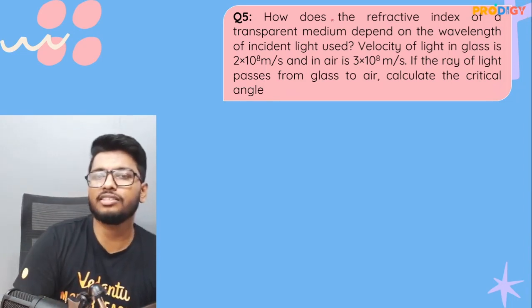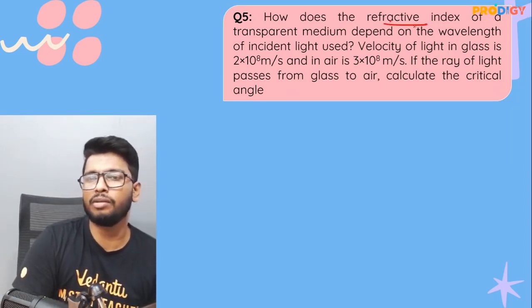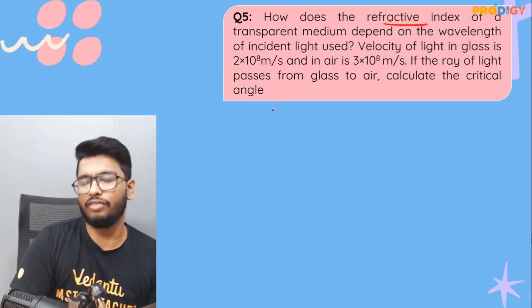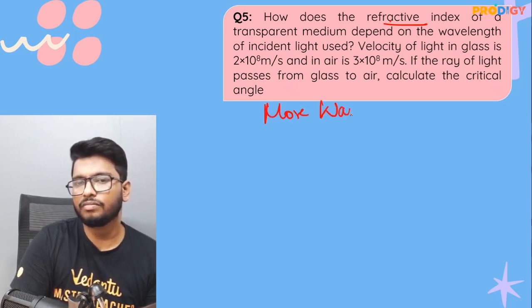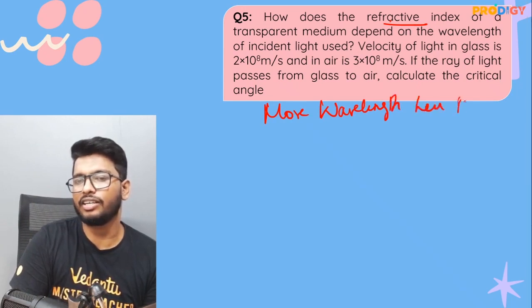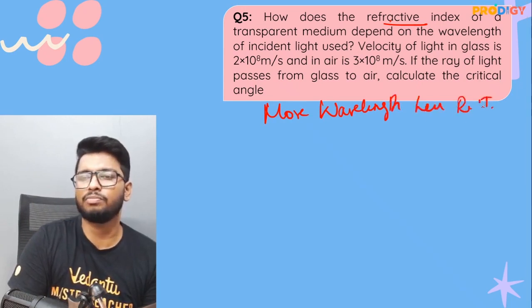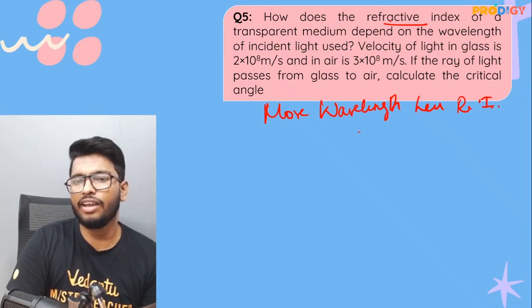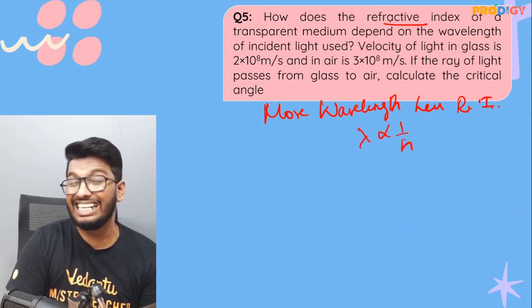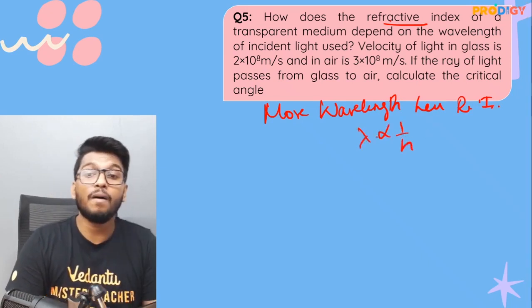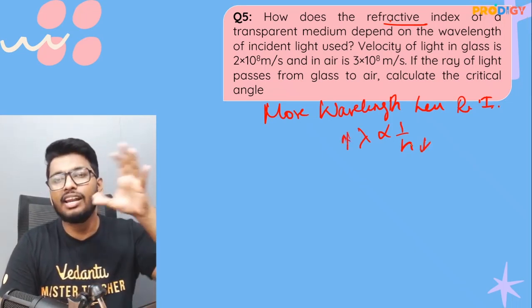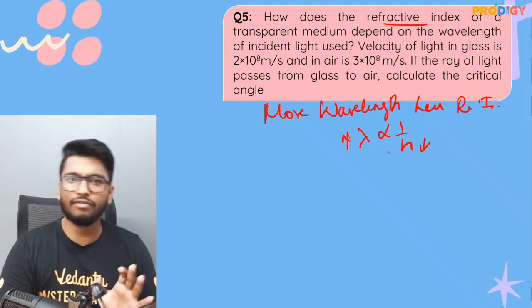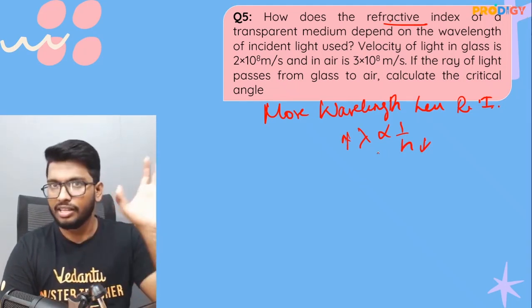For the first one, guys, how does the refractive index of a medium depend on the wavelength? More is the wavelength, less would be the refractive index. Please remember this, guys. In other words, wavelength and refractive index are inversely proportional to each other. More is the wavelength, less would be the refractive index. Lesser is the wavelength, more would be the refractive index for that particular wavelength. That is the first one.